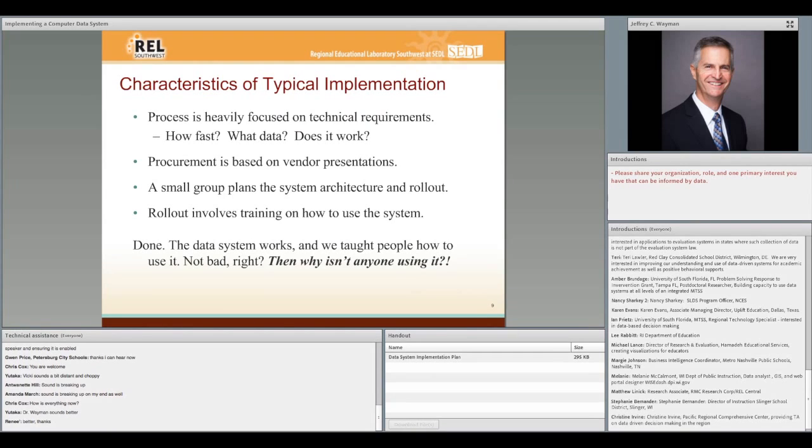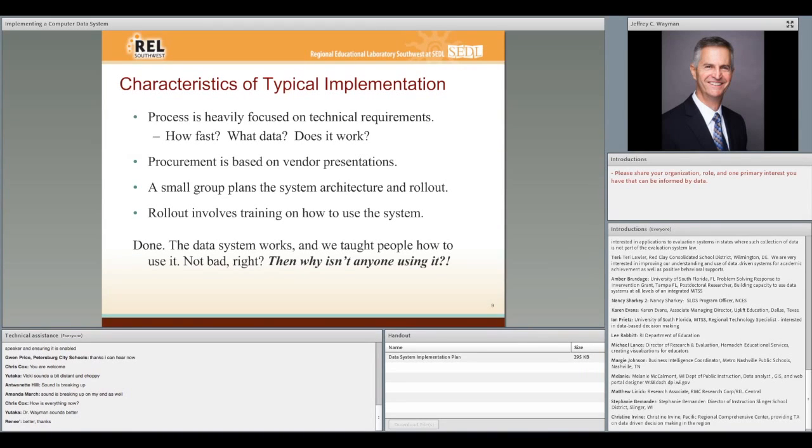So, in typical implementations, the process is often focused on the technical part. That is, it's focused on the system and the system features. Now, we have to have this, right? I mean, the system has to work. And so we do have to, especially up front, we've got to know things like how fast is it? Can it turn the data around quickly, or do we sit there and watch the pinwheel of death for a while? What data are in there? Are they the data that I need? Are they the data that you need? Is everybody going to be served by this? Does it work? I mean, when I click this, do I actually get the data that I want? These are all super important things that we have to do.